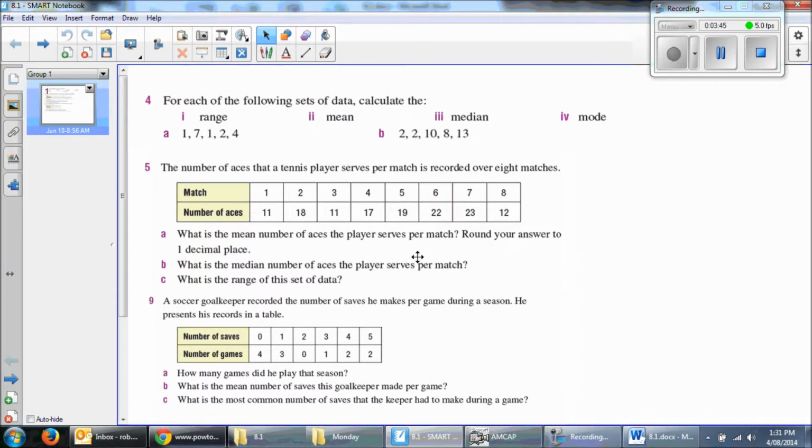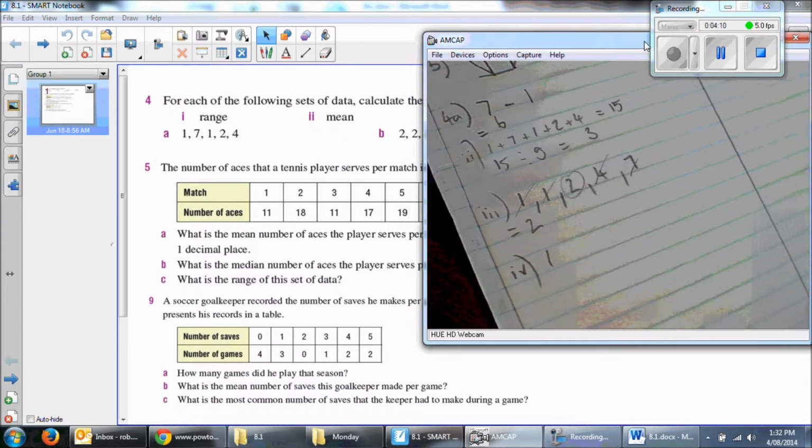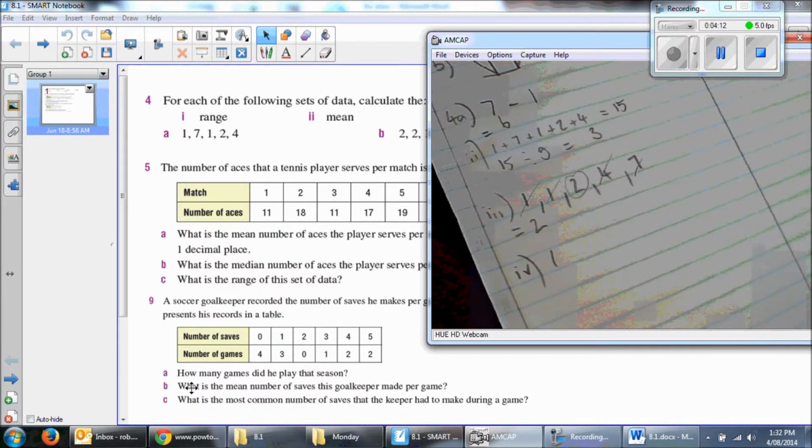Let's have a look at question 9 here. A soccer goalkeeper recorded the number of saves he makes per game during a season. He presents his records in a table. So, A, we need to find out how many games he played in that season. We get our workbook here. So the number of games. How many games did he play in that season?